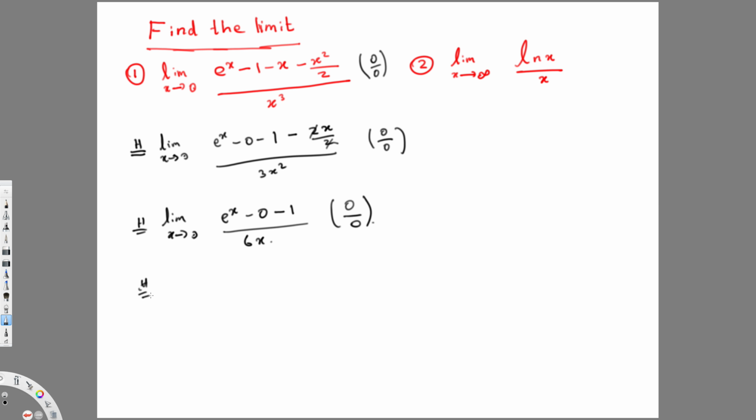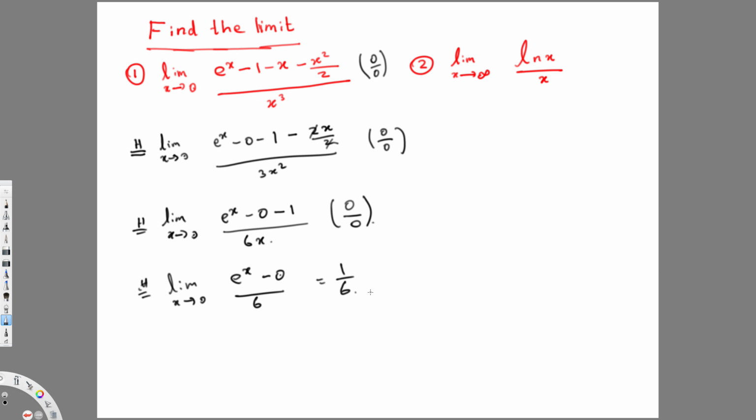So it's going to be limit as x approaches 0. Now the derivative of e^x is going to be e^x. Then this, we can eliminate this one, this is going to be 0. Then in the bottom it's going to be 6. Now if I apply 0, let's see what happens. e to the power 0 is going to be 1. In the bottom we can't do anything, so it's going to be 6. So the final answer is 1 over 6.